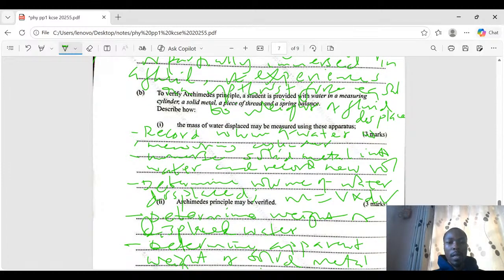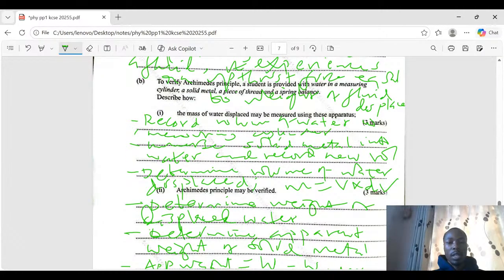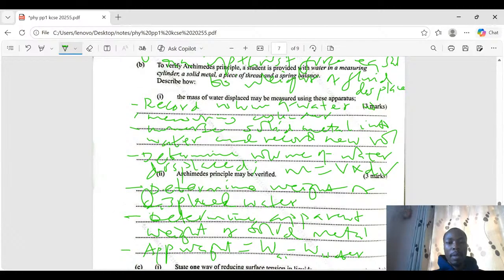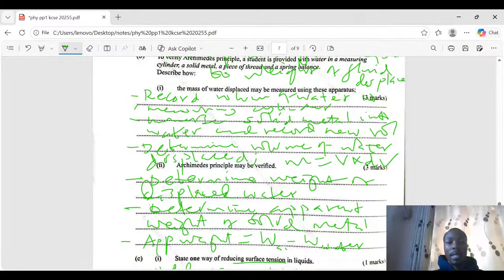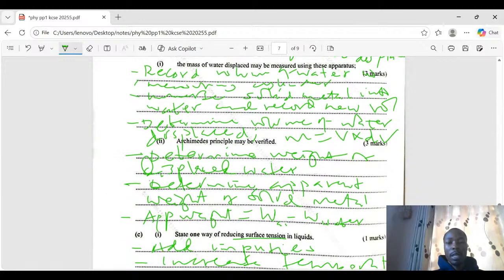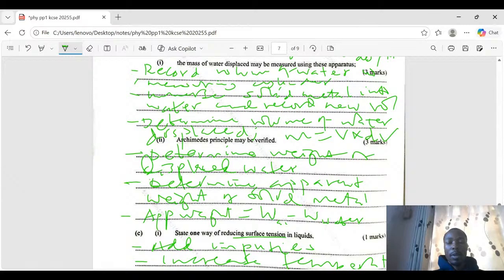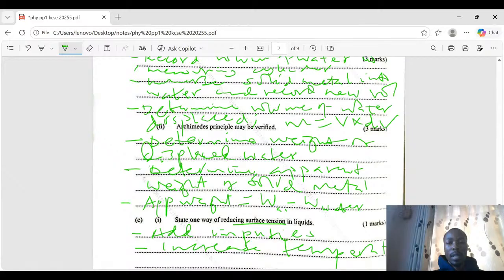Now, you are given some apparatus here to verify Archimedes principle. You ask the first question: describe how the mass of water displaced may be measured using this apparatus. So what you do, you record the volume of water in a container using a measuring cylinder. Then immerse some solid metal in that water and record the new volume, subtract, and you determine the volume of water displaced. Then if that is the volume of the water displaced, you are able to find the mass by taking the formula volume times density, and you have your mass.